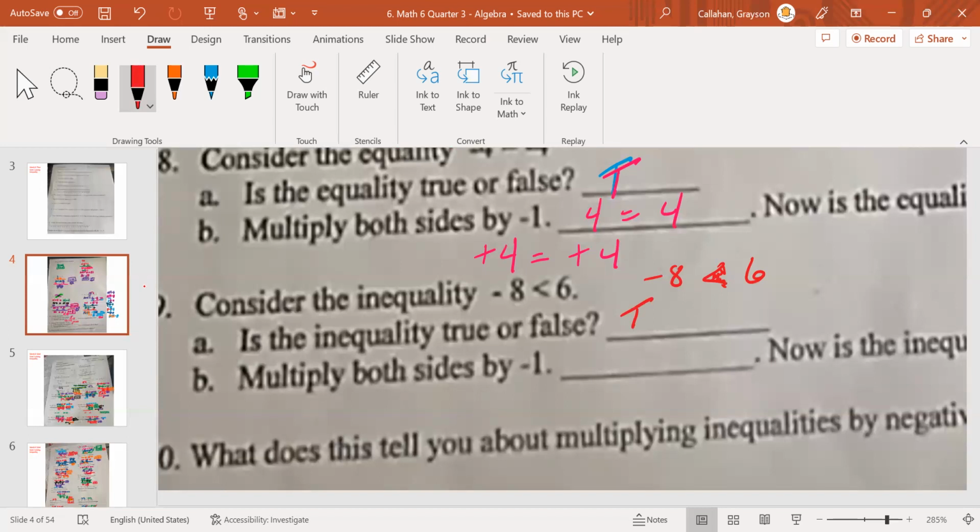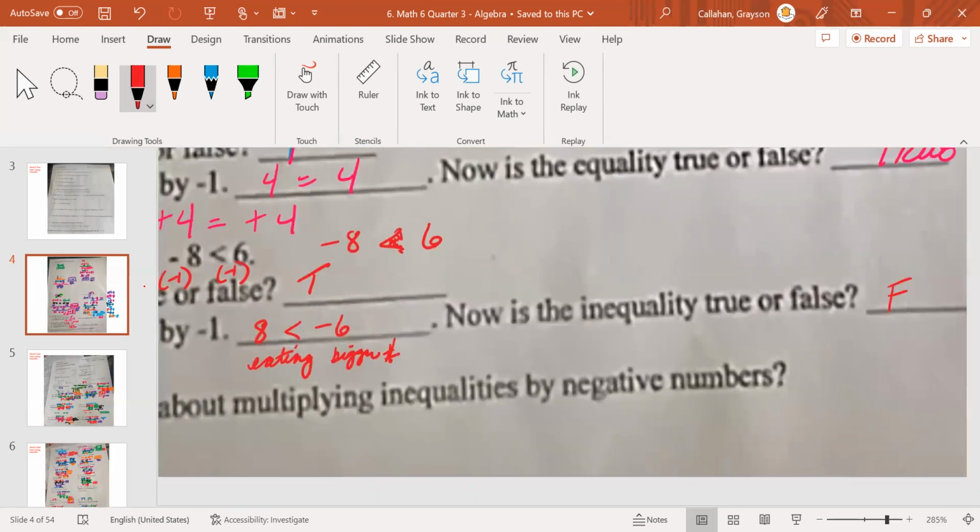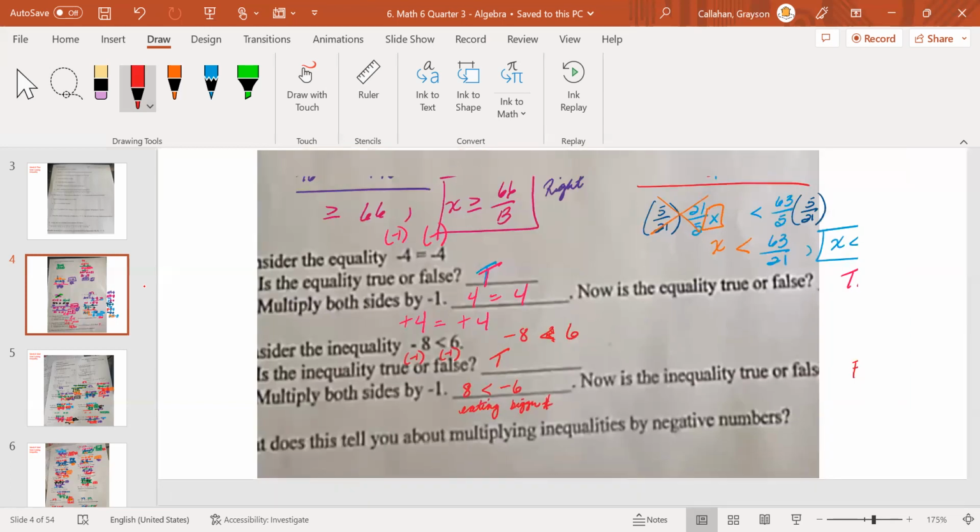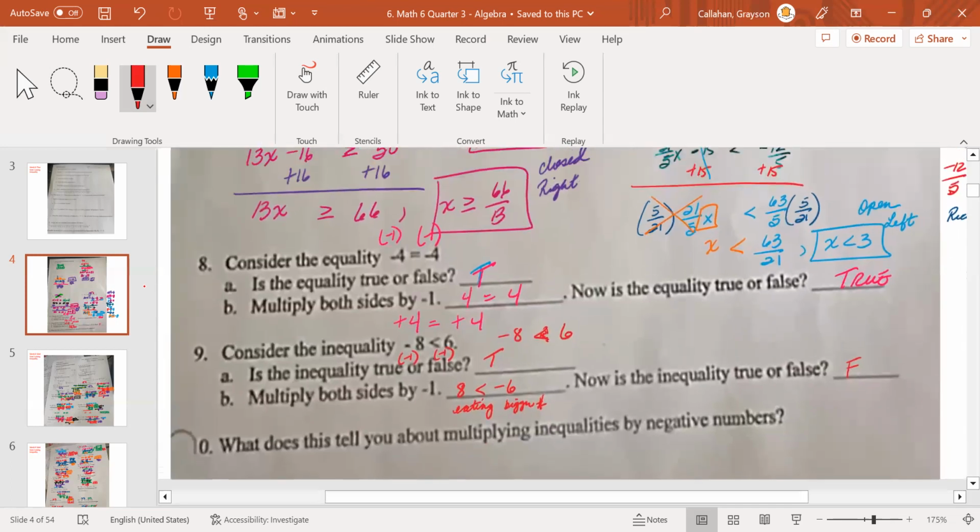Multiply both sides by negative 1. If I multiply both sides by negative 1, what would be my answer then? Negative 8 times negative 1 is positive 8. What's 6 times negative 1? Negative 6. Yeah, is this true? Is it still eating the bigger number? Really? Is that true or false? False. Okay. Last question. What does this tell you about multiplying inequalities by negative numbers?